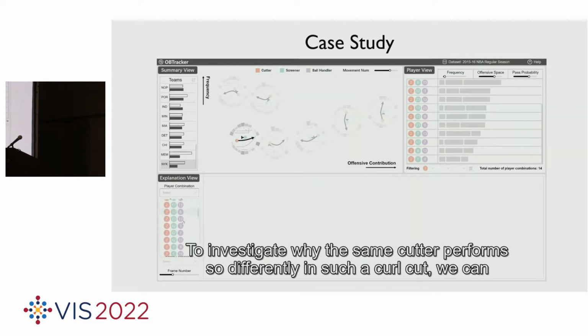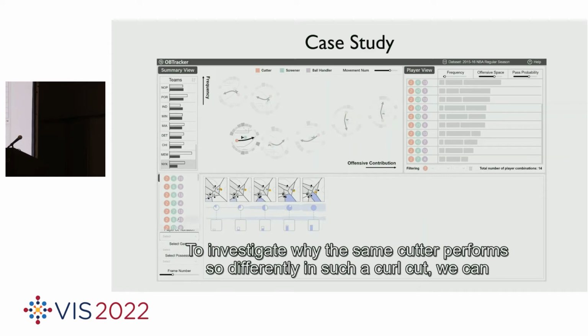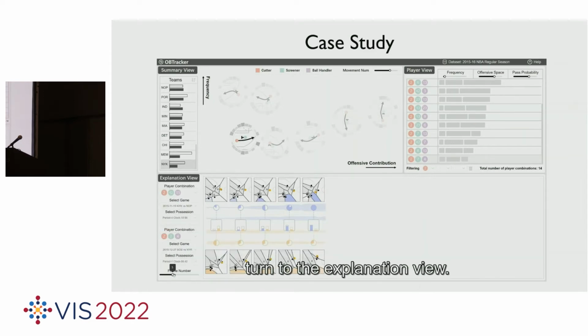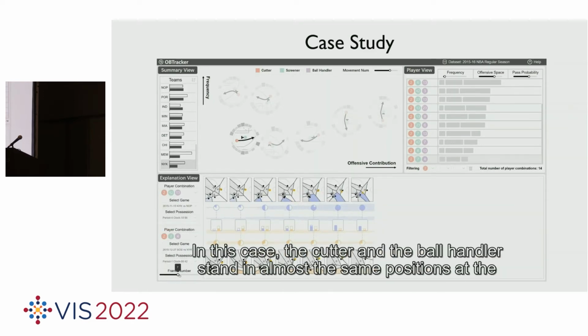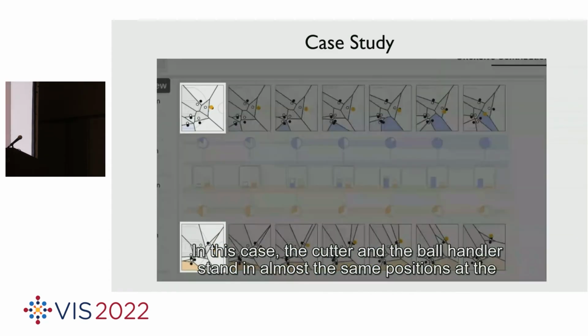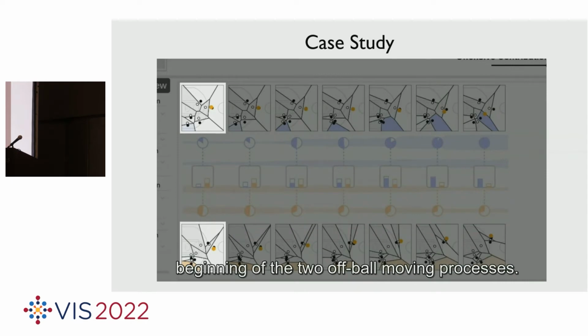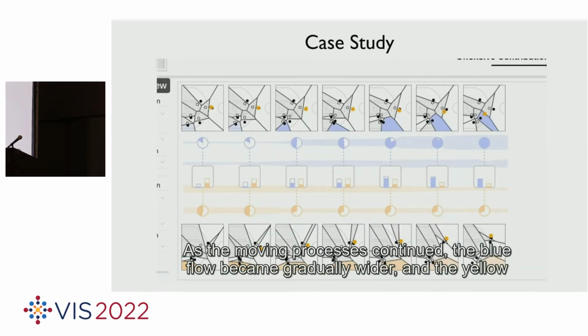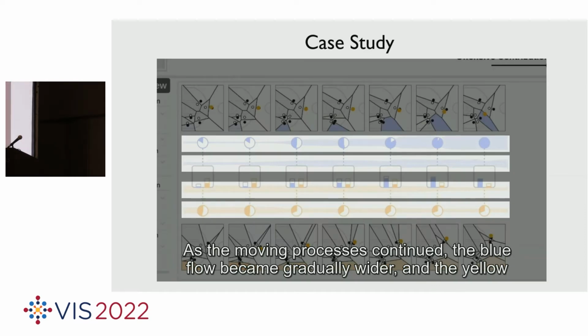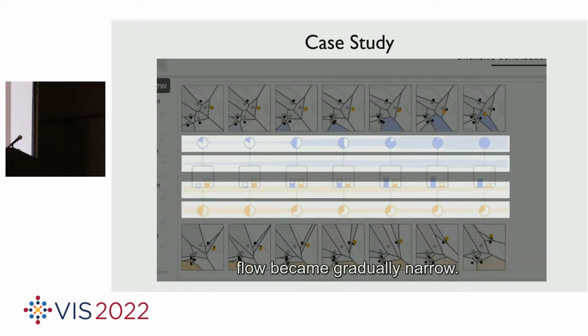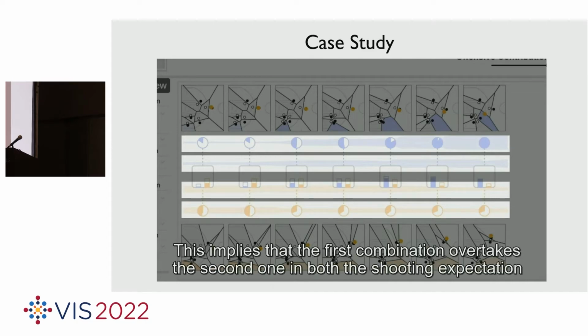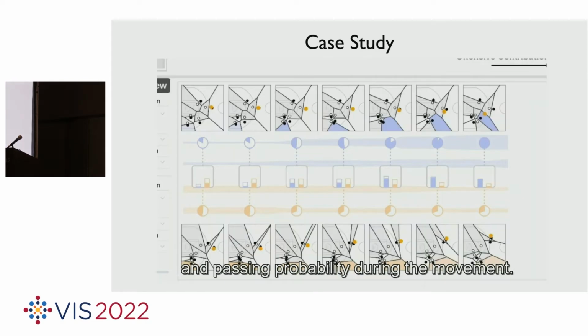To investigate why the same cutter performs so differently in such a curl cut, users can turn to the explanation view. In this case, the cutter and the ball handler stand in almost the same positions at the beginning of the two off-ball moving processes. As the moving processes continued, the blue flow became gradually wider, and the yellow flow became gradually narrow. This implies that the first combination overtakes the second one in both the shooting expectation and passing probability during the movement. The Voronoi diagrams tell the reason.